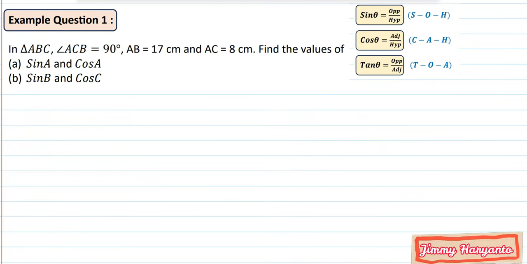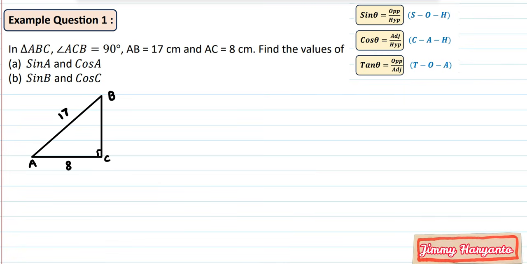Okay, let's take a look at example question 1. In triangle ABC, angle ACB equals 90 degrees. That means I think we have to draw the triangle first. It will be like this. This one is C, this one is A, this one is B, and C is 90 degrees. Okay, it's already made. So this one is 17, AC equals 8.